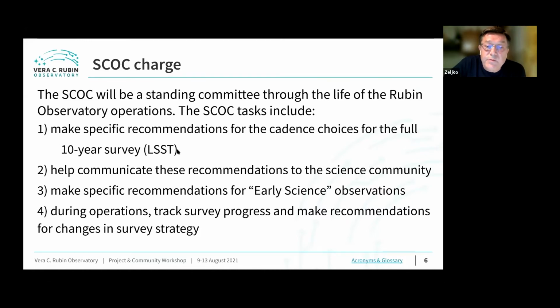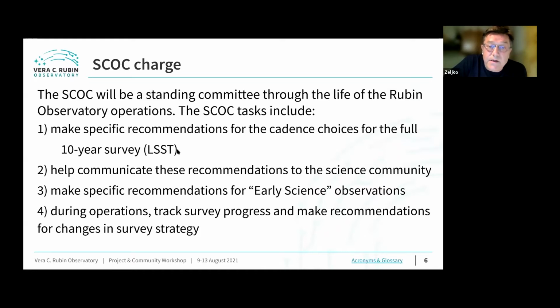Then we need to communicate these recommendations to the science community, because we want to be certain that we are doing the best we can at the beginning of the survey. As time proceeds, we'll learn more about the system and performance, but we want to have broad expertise that will agree with everyone that this is how we want to start the survey.